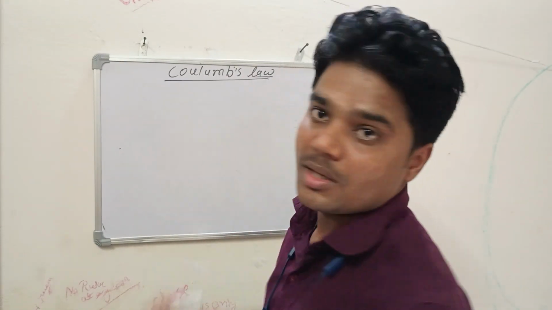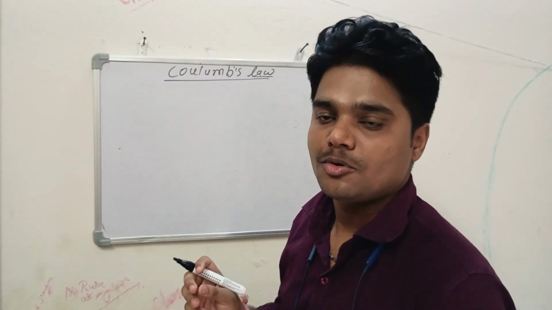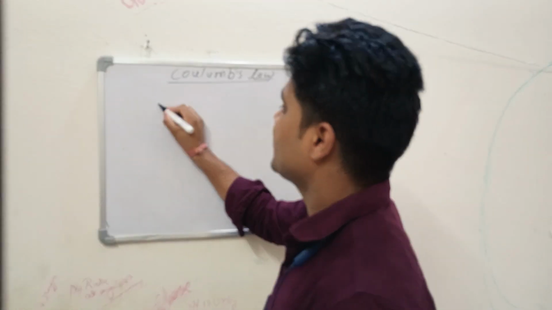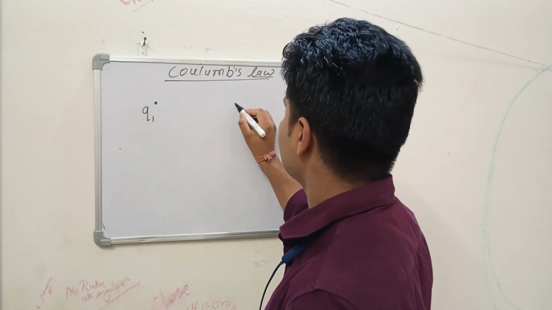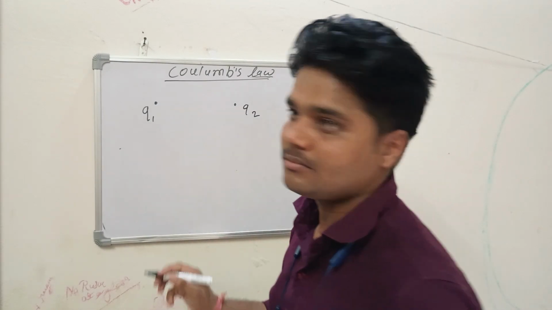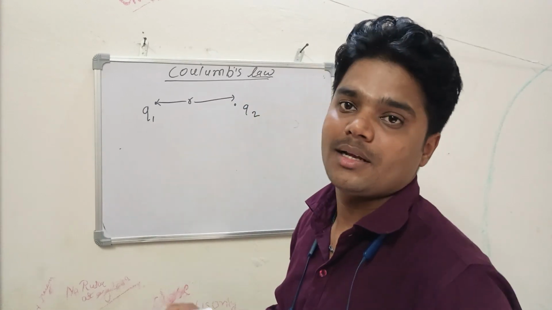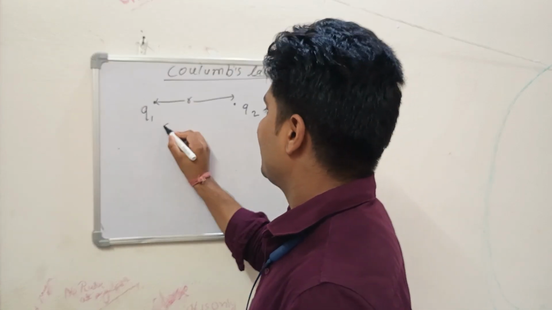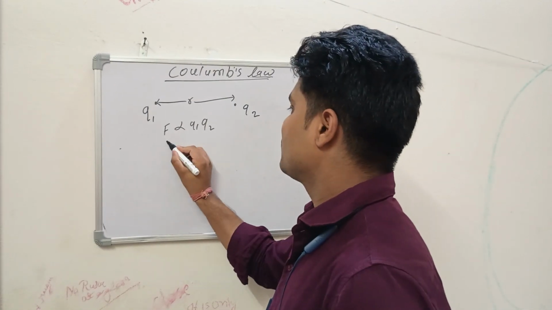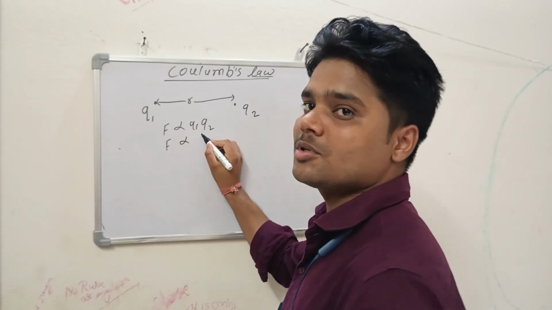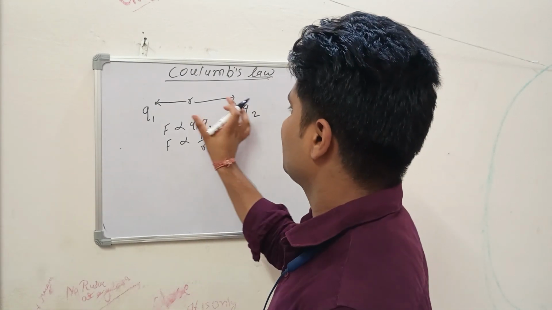Basically, Coulomb is a scientist who gave the formula for determining the force between two charges situated in space. Suppose a charge Q1 is situated here and a second charge Q2 is situated here. The distance between both the charges, let's suppose, is R. Then by Coulomb's law, F will be directly proportional to Q1 Q2, and F is also inversely proportional to the square of the distance between Q1 and Q2.